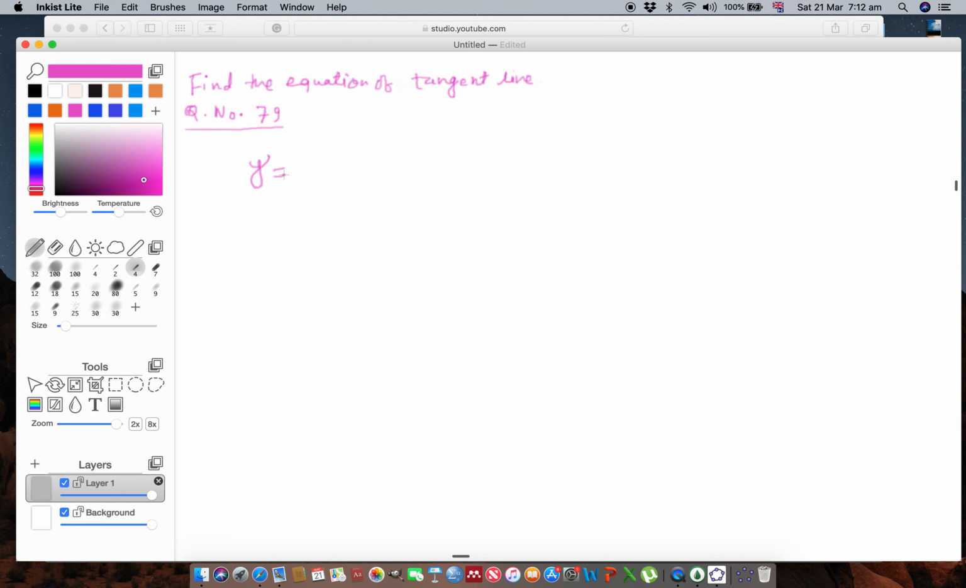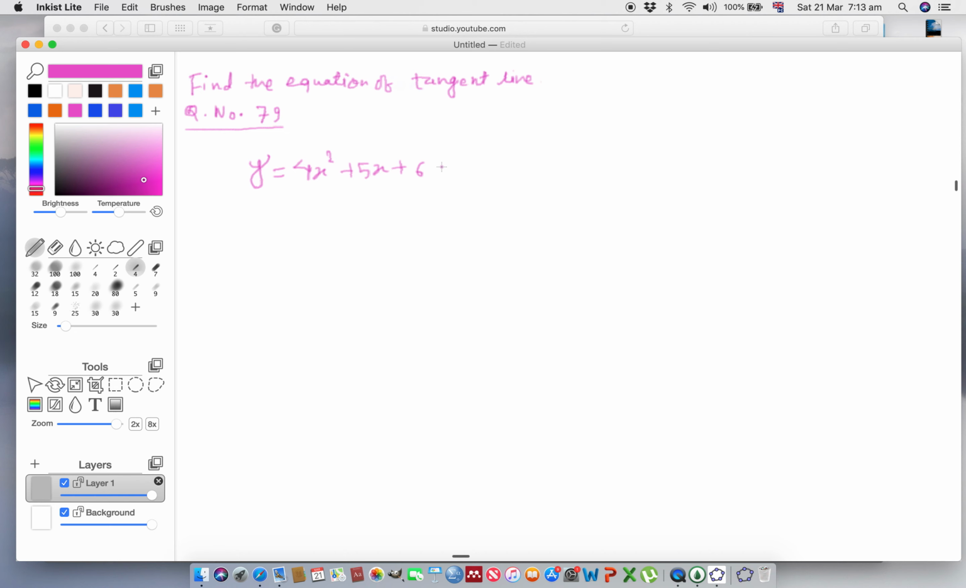We have y is equal to 4x squared plus 5x plus 6. This is our equation. What we have to do is find an equation of the tangent line to the curve at the indicated point, and the indicated point is given here: (1, 15). That is, the value of x is 1 and the value of y is 15.